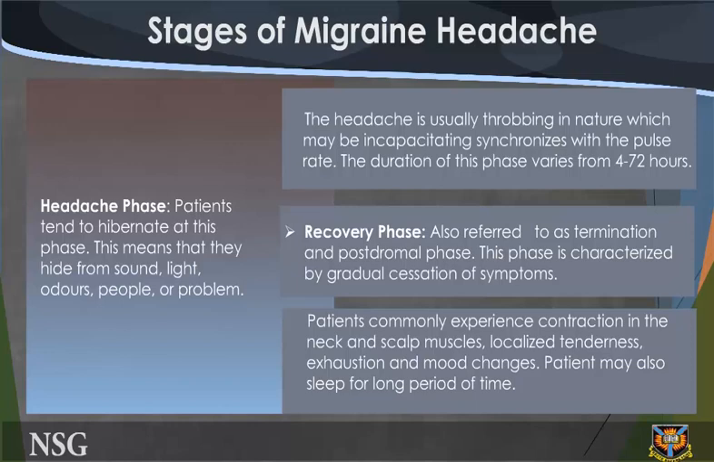Recovery phase, also referred to as termination and postdromal phase. This phase is characterized by gradual cessation of symptoms. Patients commonly experience contraction in the neck and scalp muscles, localized tenderness, exhaustion, and mood changes. Patients may also sleep for long periods of time.